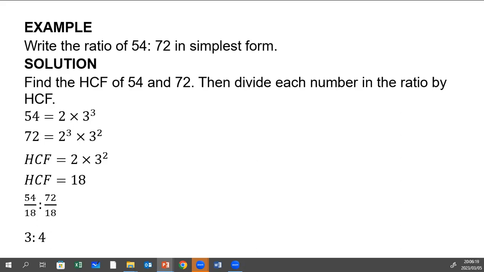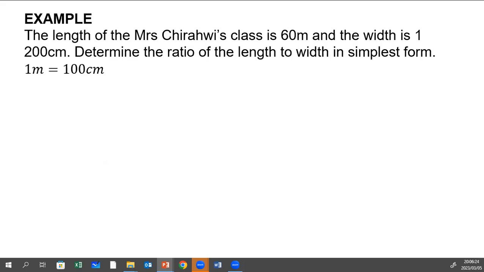Before we try the classwork, let's just do example 2. Here we have the length of Mrs. Chirawi's class is 60 meters and the width of Mrs. Chirawi's class is 1,200 centimeters. We need to determine the ratio of the length to the width in simplest form. And they gave you a hint that 1 meter is equal to 100 centimeters.